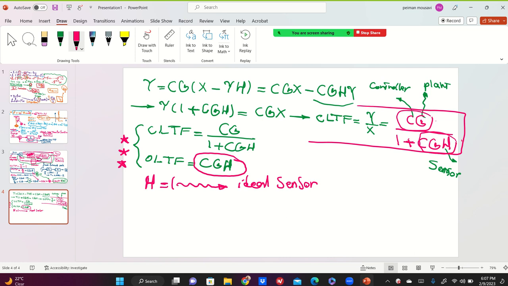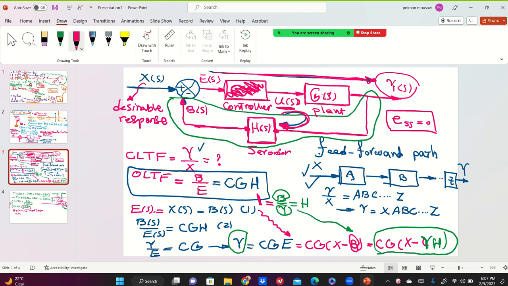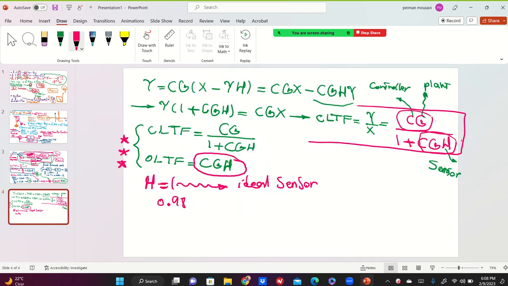In this course, for the sake of teaching, we assume that our sensors are ideal. Maybe in reality some sensors send out only 98% of the measurement, because of dust, bad locations, whatever, besides malfunction in internal circuits. But here we assume that H is 1, we are using ideal. So I'm simplifying everything to this for now.